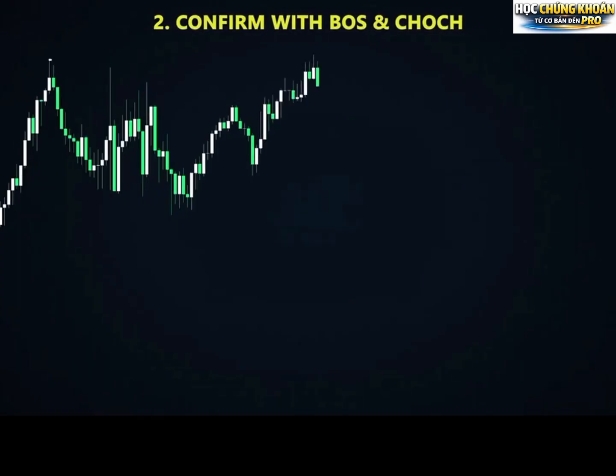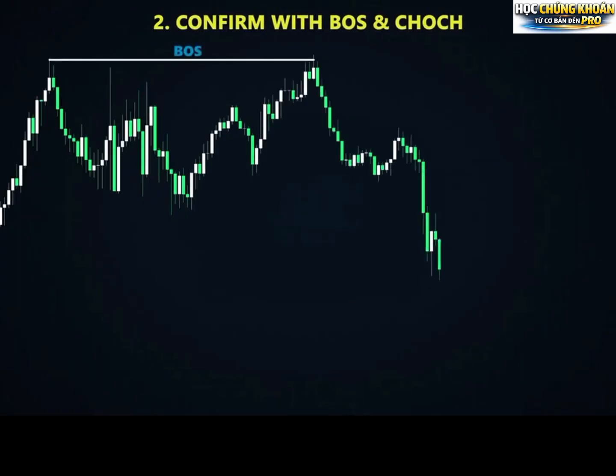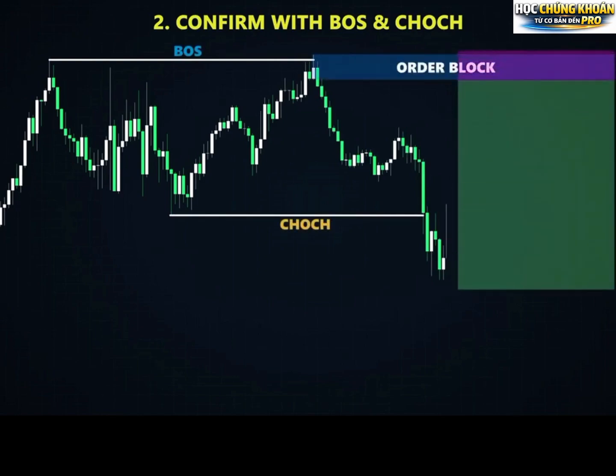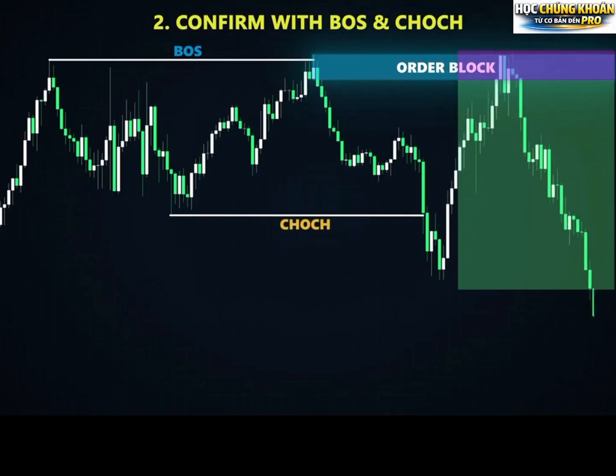Now let's go to the second rule. A lot of traders skip this crucial confirmation step and end up with weak setups that lead to losses. Don't be one of them. Always confirm your setup before jumping in. Let's break this down step by step. Identifying an order block is just the beginning. To truly maximize these setups, you need to confirm what the market is actually doing.